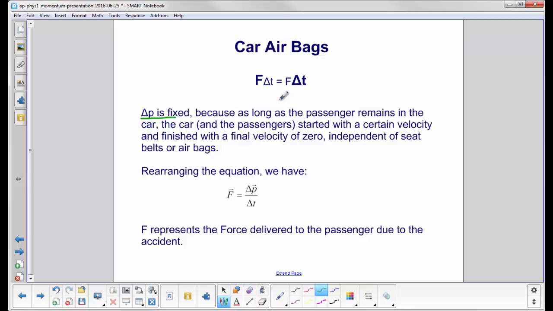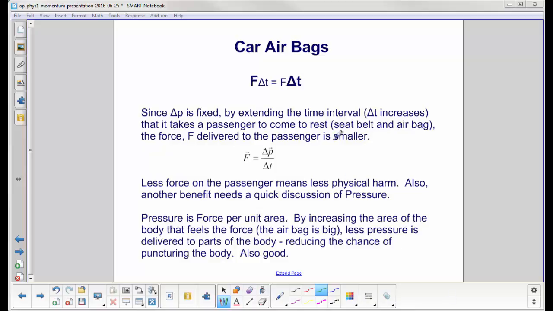By rearranging the equation, F is delta P over delta T, where F represents the force delivered to the passenger due to the accident. We have the impulse momentum equation up here, where F delta T is equal to the change in momentum. And we did a little rearranging on the last page, and we had force is delta P over delta T. So delta P is fixed. So we just draw a little horizontal line there showing that it's fixed.